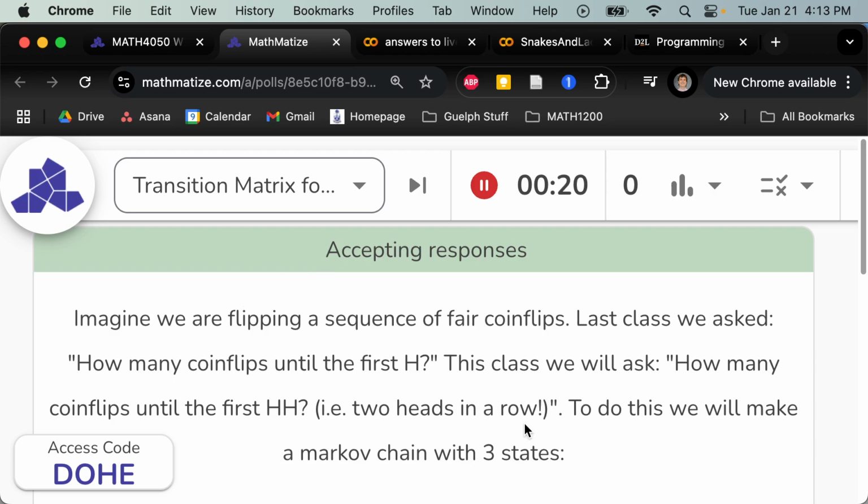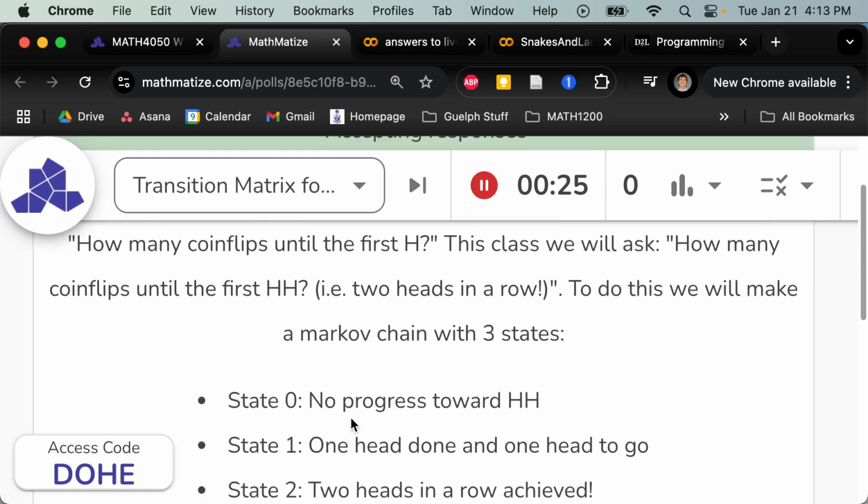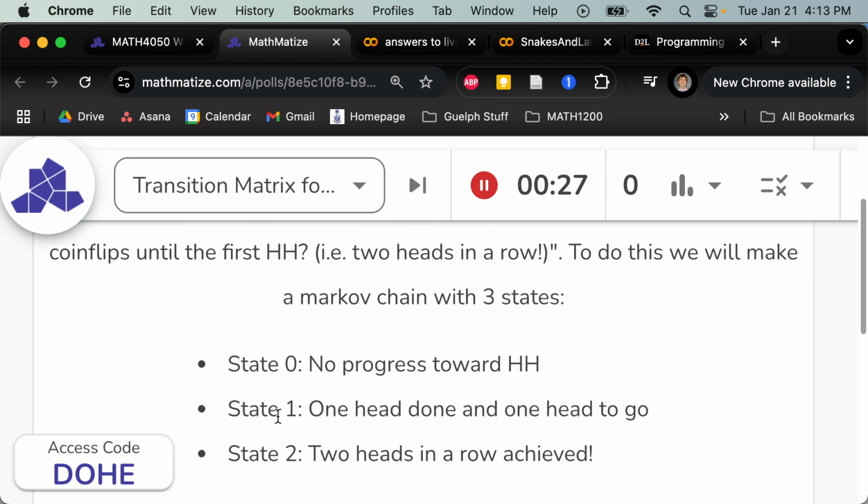And we're going to do this by setting up a Markov chain. The Markov chain is going to have 3 states. This is our first Markov chain other than snakes and ladders. In snakes and ladders, we have like 9 states. This one only has 3 states: state 0, state 1, and state 2. And the states are how much progress you have. So state 0 is no progress, or 0 progress.